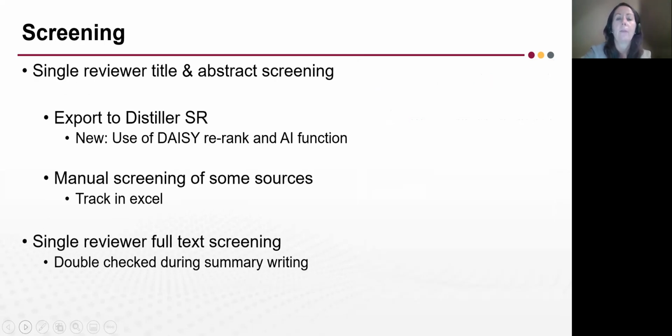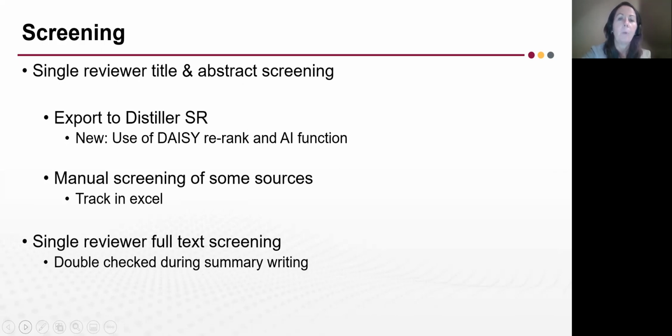Screening was carried out by a single reviewer at the title and abstract screening. And so of course we've labeled these rapid reviews, and there are trade-offs with rapid reviews. It's not a full systematic review, it's being done in days. And so one of the trade-offs that we made was to use a single reviewer as opposed to double reviewers at the title and abstract.